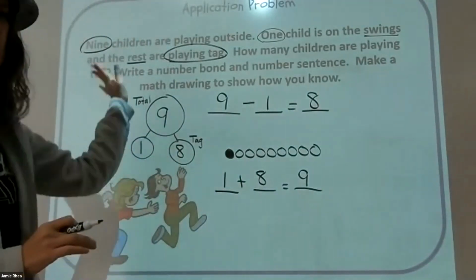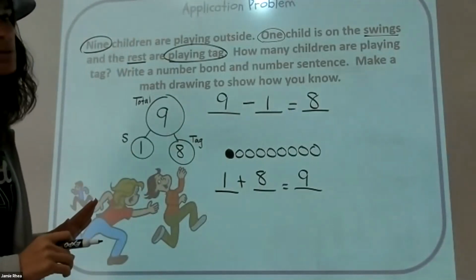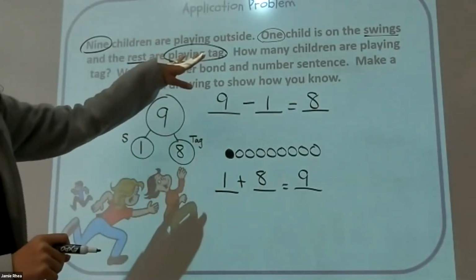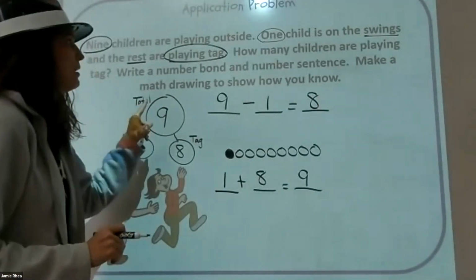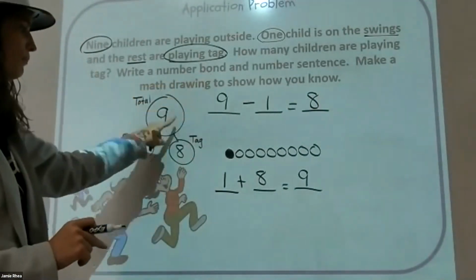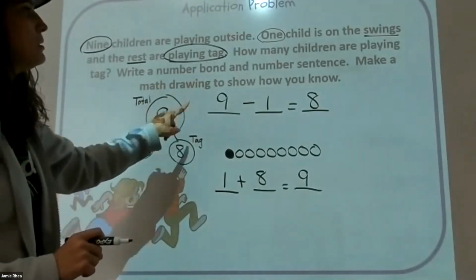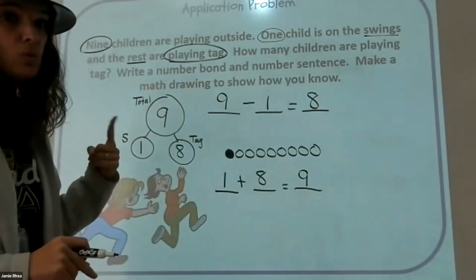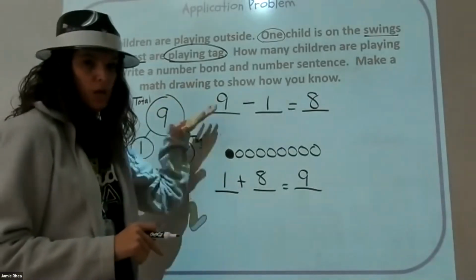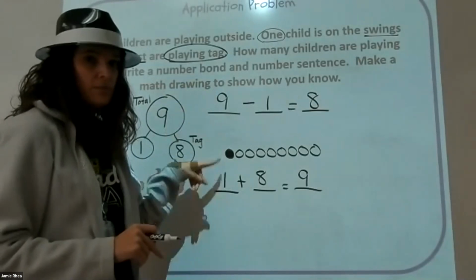Let's double check and make sure we have everything solved so we can close this case. How many children were playing tag? We think that there are 8 children playing tag. Did we write a number bond? We did, and we filled it out. Did we make a number sentence? I did both. You only had to do 1. You could choose between subtraction and addition, but we do have a number sentence.